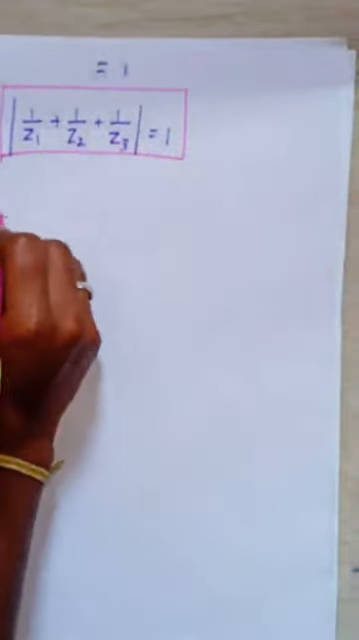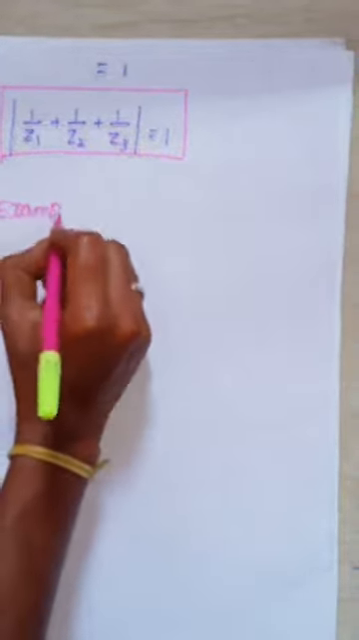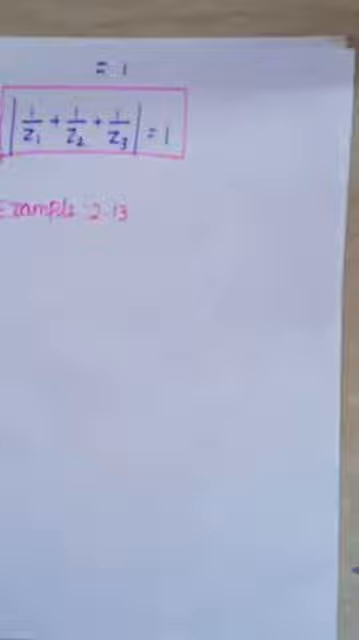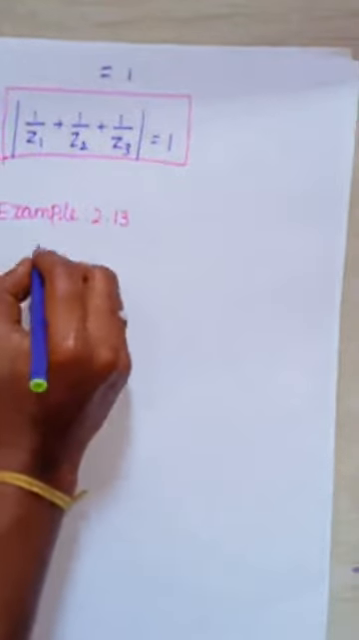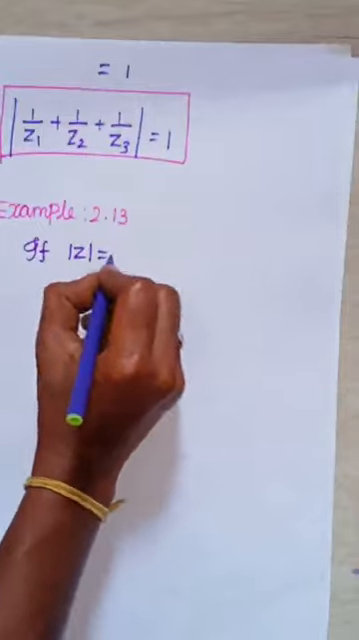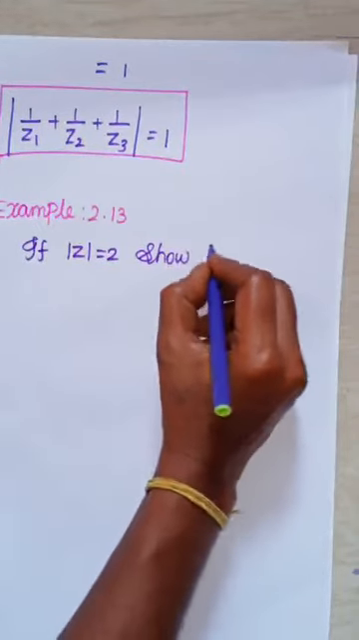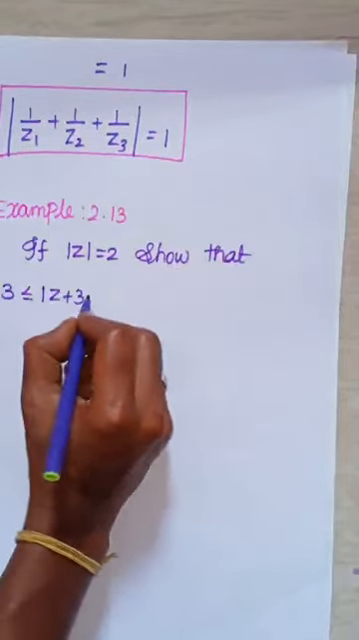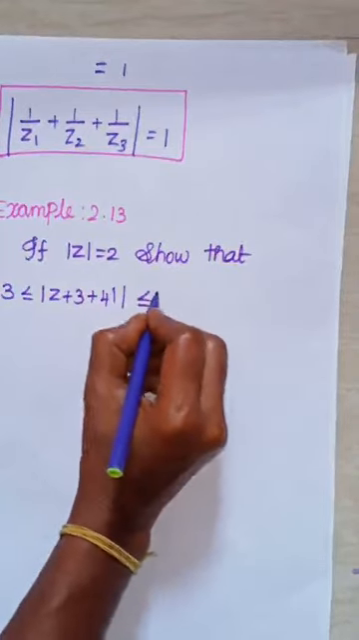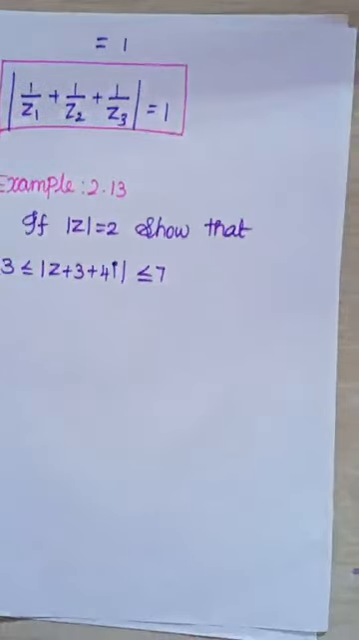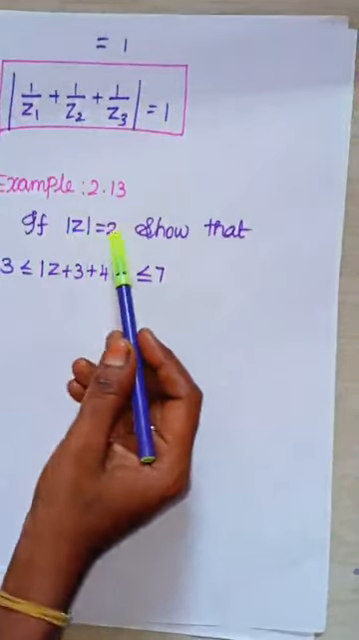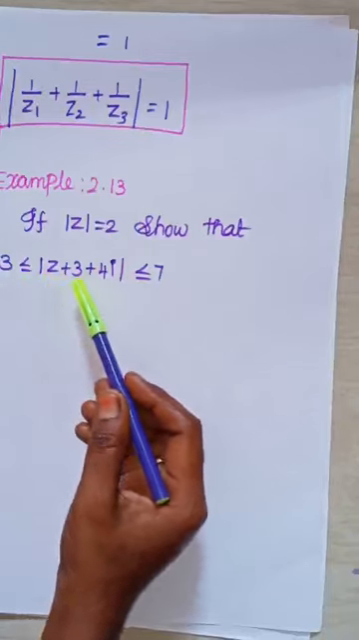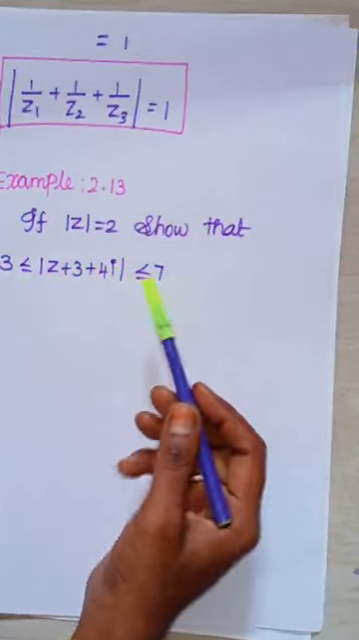Let's see example 2.13. If modulus z is equal to 2, show that 3 is less than or equal to modulus z plus 3 plus 4i, which is less than or equal to 7.